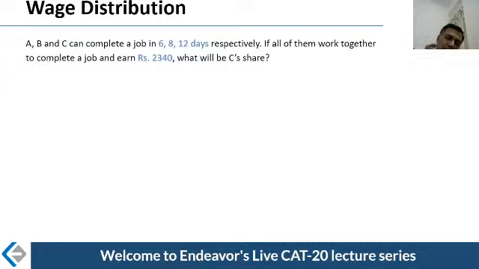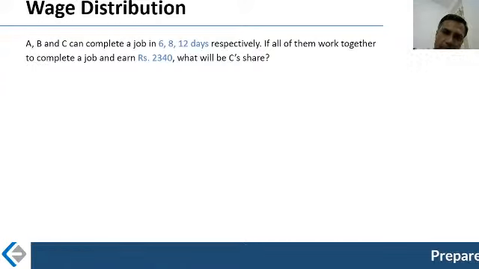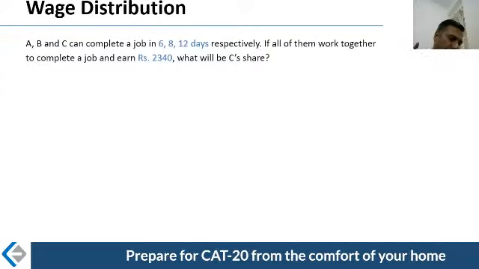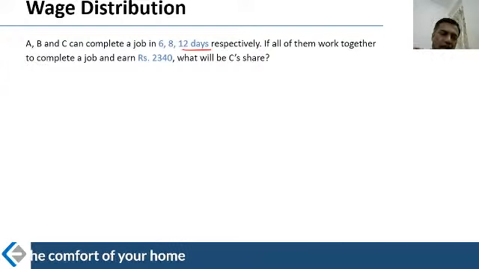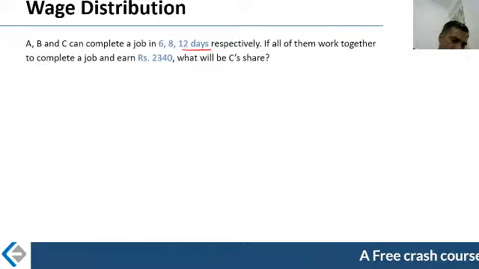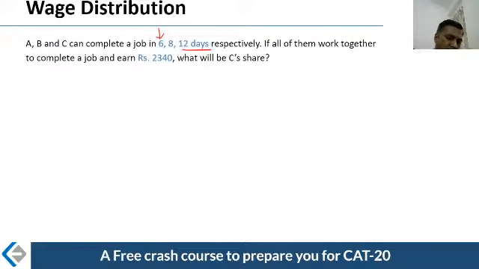The point here is that you distribute the money in the proportion of work done by them. If they all work for the same number of days, listen carefully to this: you will not distribute in the ratio of the number of days that they take. You distribute the money in the ratio of their efficiency. The more efficient guy has to get more money. In this case, of course, A should get more money because he's the most efficient guy.